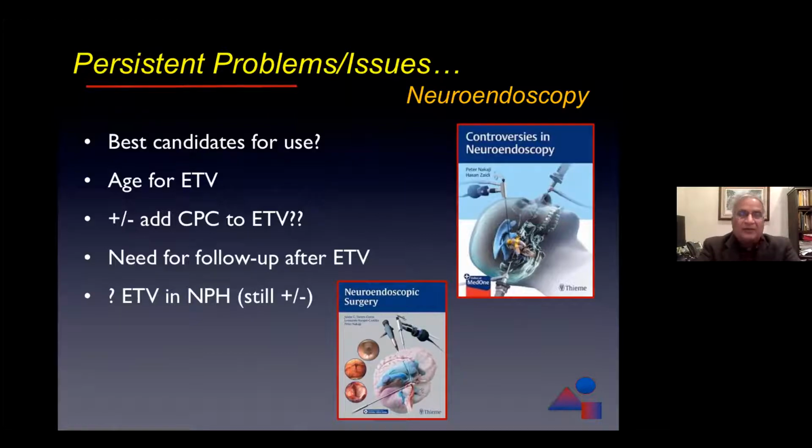Most people feel it must be at least 5 to 6 millimeters, and there should not be any arachnoid adhesions for it to be successful. The word is still out if endoscopic third ventriculostomy is beneficial in NPH. The Italian study and subsequently other studies are still equivocal. I'm not sure why it would work, but it has been tried and there's some proof for it.